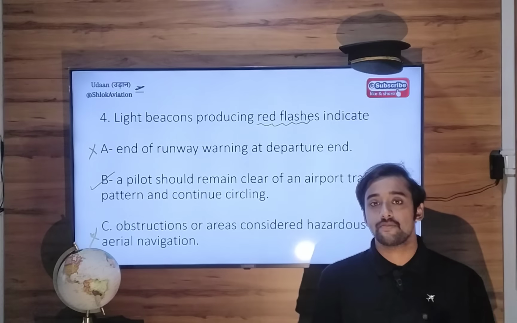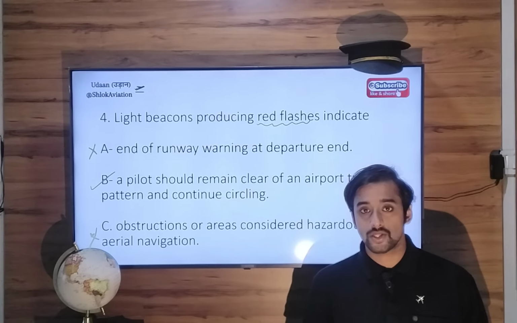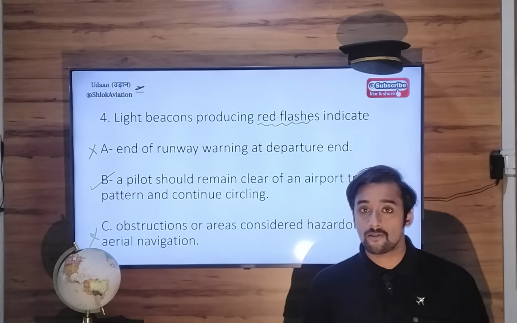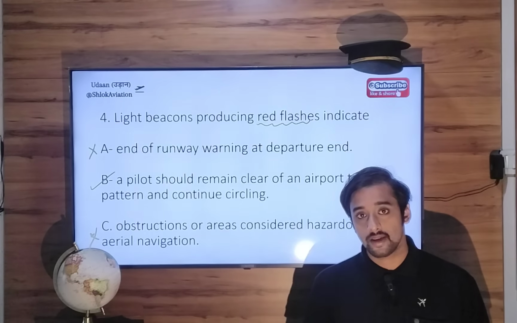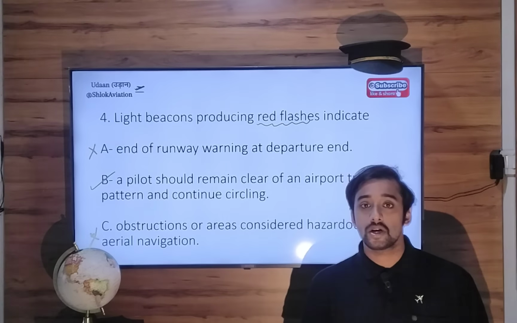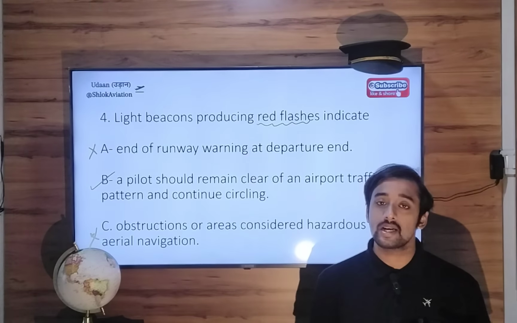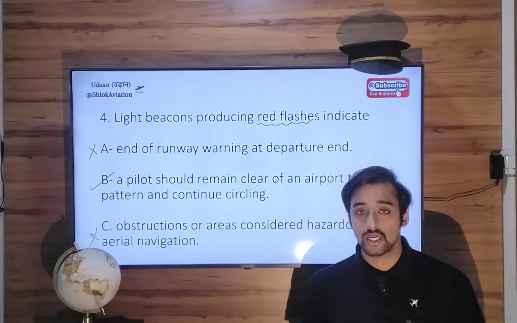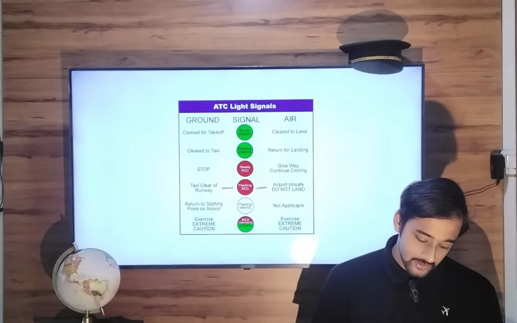Whenever you start flying, you will notice red beacons or red lights on top of tall buildings, high obstruction towers, mountains. These red lights are more clearly visible during night flying. They are there to attract the attention of the pilot to those high vertical distance obstructions. These lights are steady red lights, not flashing red lights. So option C is also eliminated.